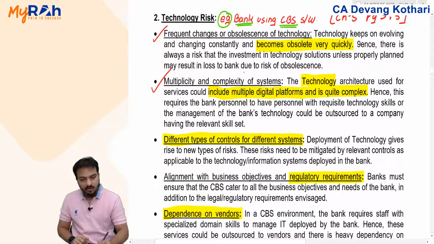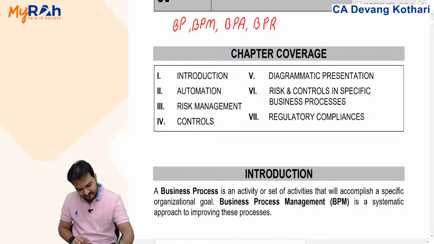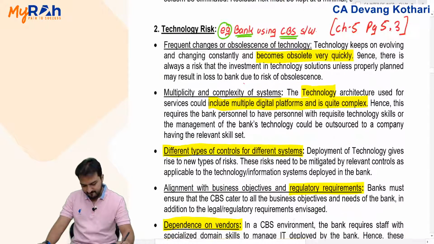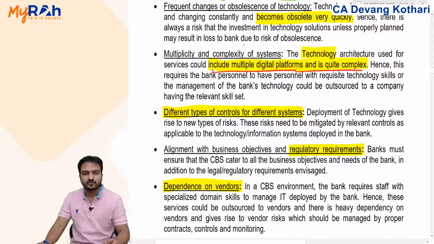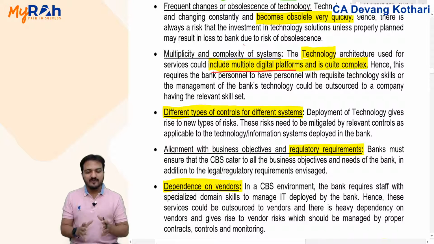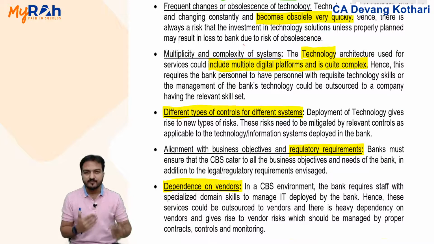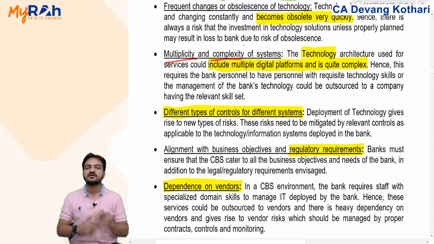Second, multiplicity and complexity of systems. Well, this says that technology architecture used for services could include multiple digital platforms, and it becomes quite complex. Imagine banking software will be having integration with so many other softwares, so many other businesses, so many other companies. That makes it much more complex because it is integrated with so many other things.